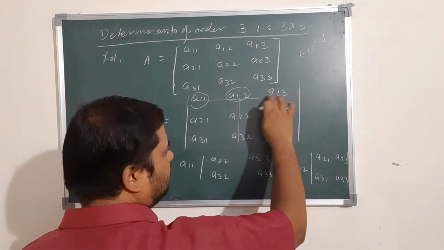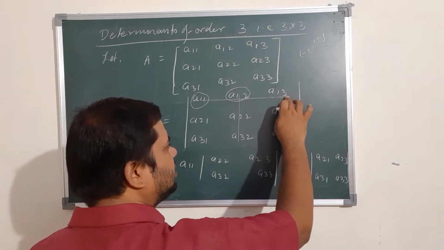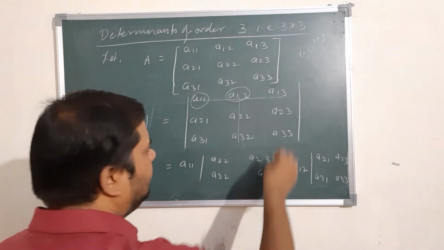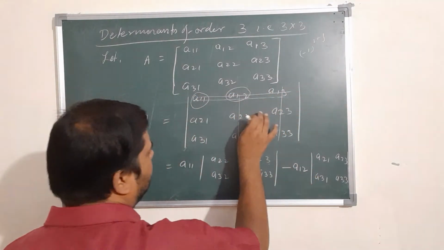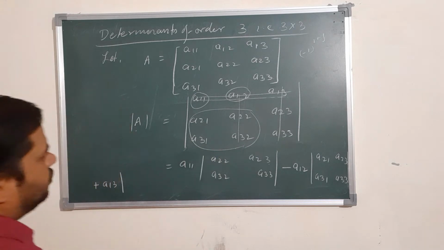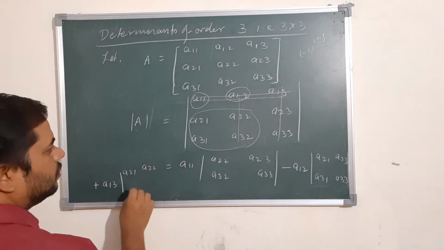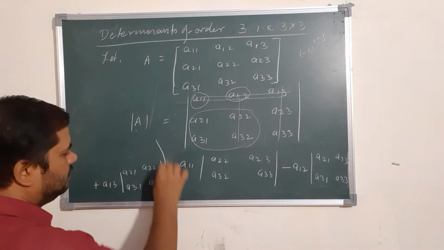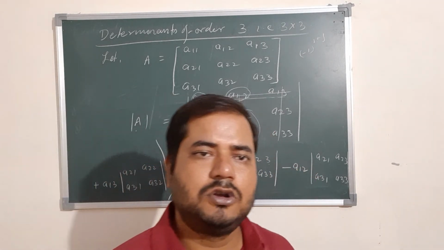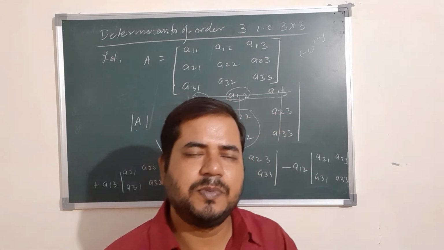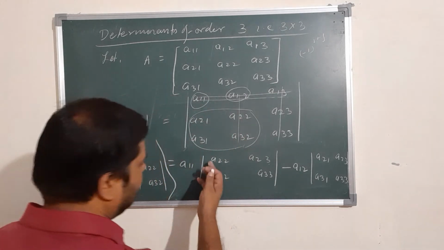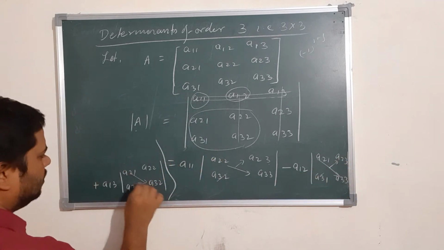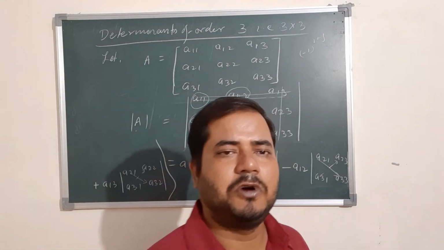Because A13, you can expand from A13. So 1 plus 3, this is even, so my sign is positive. So plus A13, again deleting that particular row and that particular column, we will have only this determinant. That means A21, A22, A31, A32. And you know very well how we expand the order 2 matrix determinant. How will we expand the determinant of order 2? Simply you multiply it like this, and this one like this. Okay. So this is the expansion of order 3 matrices.